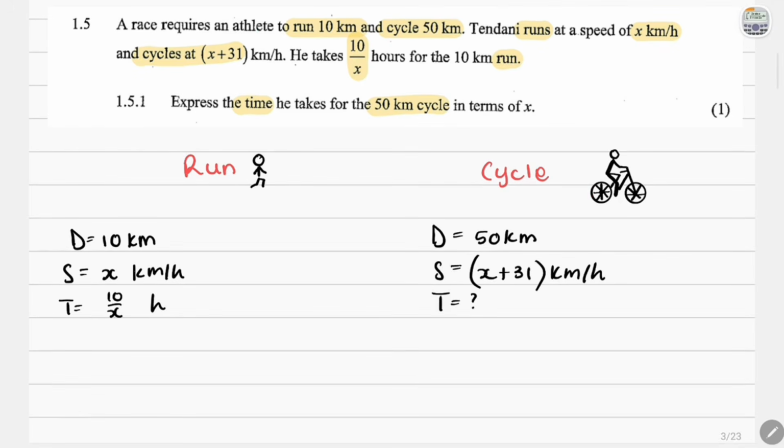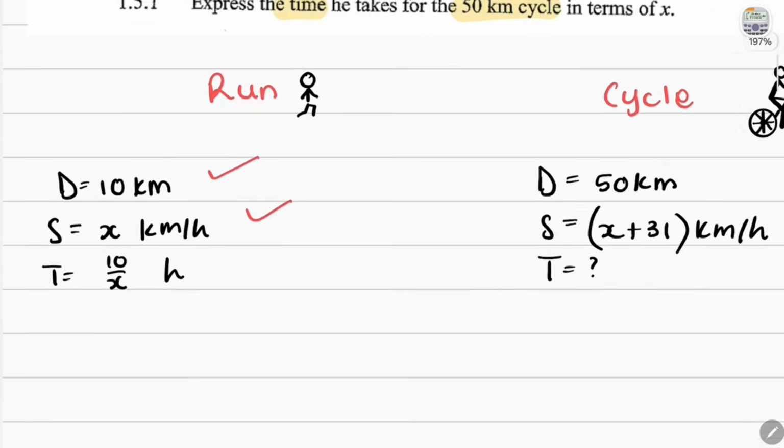They don't give us the time here, and we need to express this in terms of time. Look at how they expressed the time for running. They told you that the distance was 10, the speed was x, and then they expressed time as 10 over x. Even if you didn't know the formula, you would know how to calculate it: distance over speed is equal to time.